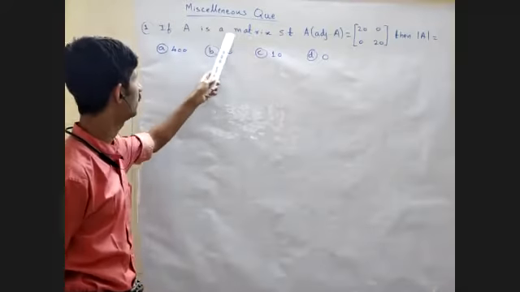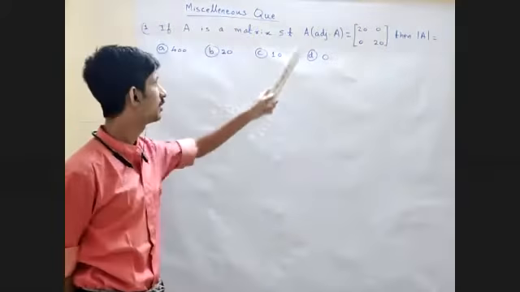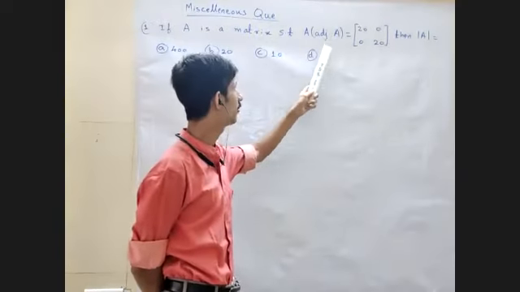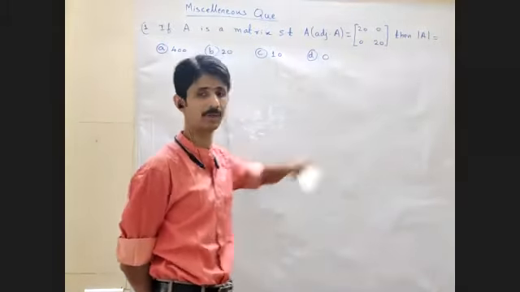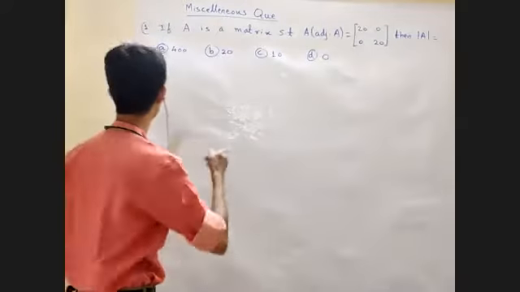If A is a matrix such that A into adjoint of A is given, then we want to find out determinant of A. Determinant of A का value निकालना है and these are the four options, multiple choice questions. Solution.